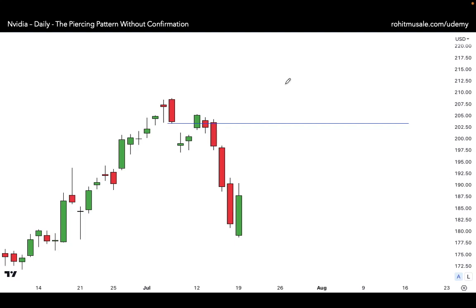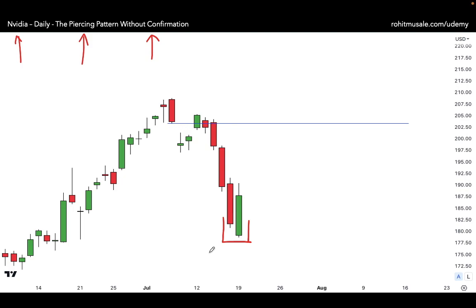In this video, we will look at the piercing pattern and I will explain what that pattern is. We will look at a piercing pattern without confirmation and I will explain what that is again. So this is a daily time frame chart of NVIDIA. Let's look at the piercing pattern. This is a piercing pattern.